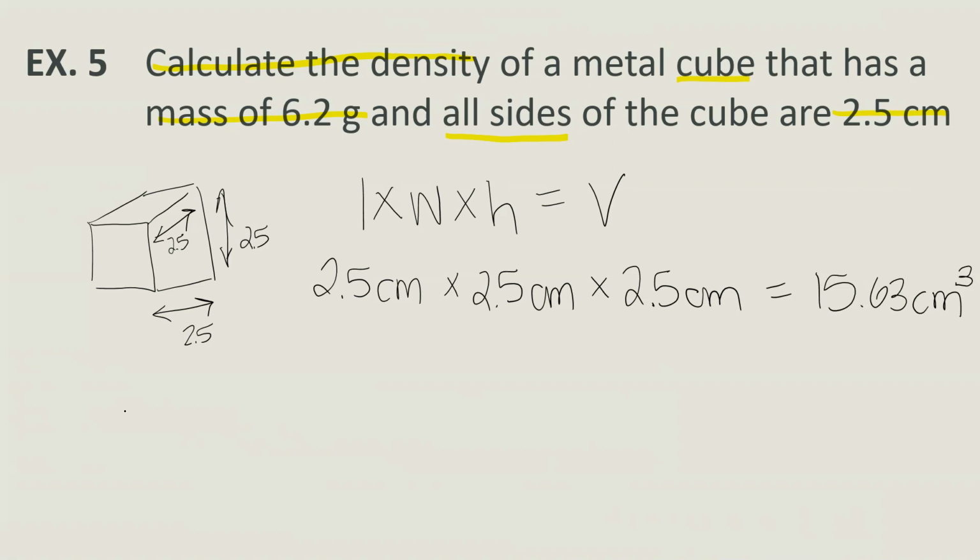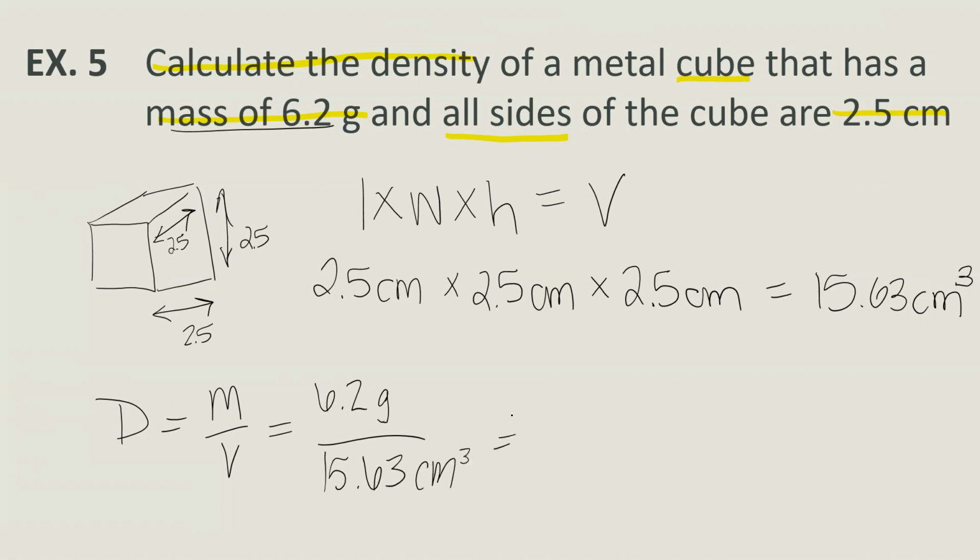I know my mass from the problem, so now I can plug it in to the density equation. So mass was 6.2 given in the problem. I had to find the volume because it was not given to me. Don't forget units. So in your calculator, 6.2 divided by 15.63, and I get 0.397. If you rounded it to 4, that's fine. And my unit is grams over cubic centimeters, just like right here. Okay, so that's finding volume using the length, width, and height equation.